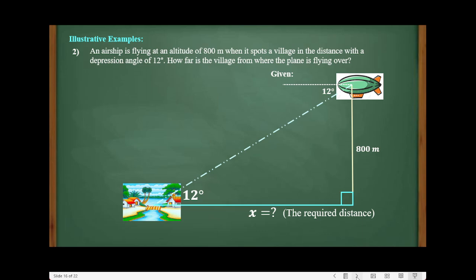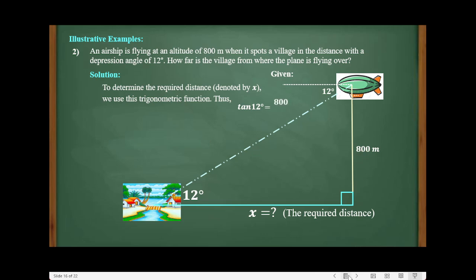Okay, so solution. We are about to determine the required distance denoted by small letter x. And the trigonometric function to be used here is what? It's tangent. Tangent of what? 12 degrees, which is under the SOHCAHTOA, tangent of an angle 12 degrees is defined as the opposite leg, which happens to be 800, over the adjacent leg, which is the one we're going to look for, x. And from this formed equation, we can now solve for x.